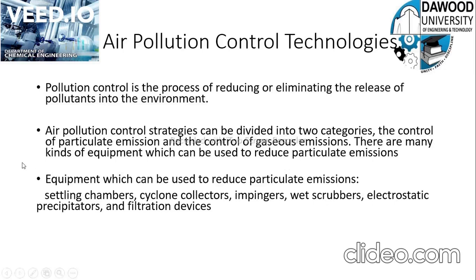They are written here as settling chambers, cyclone collectors, impingers, wet scrubbers, electrostatic precipitators, and filtration devices. These devices are all used to decrease the solid pollutants in the air.